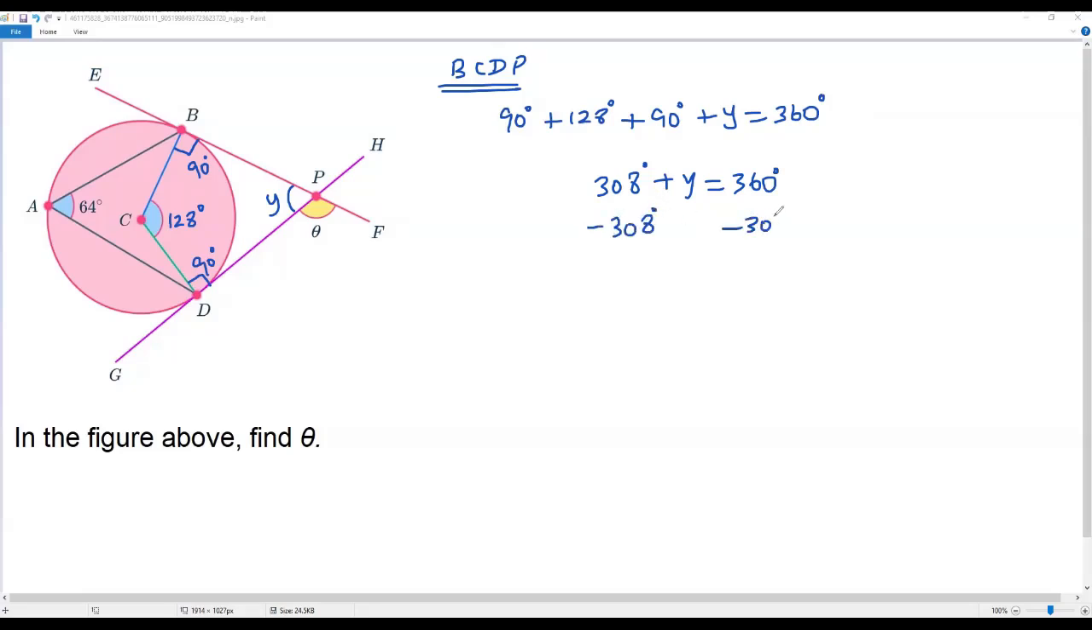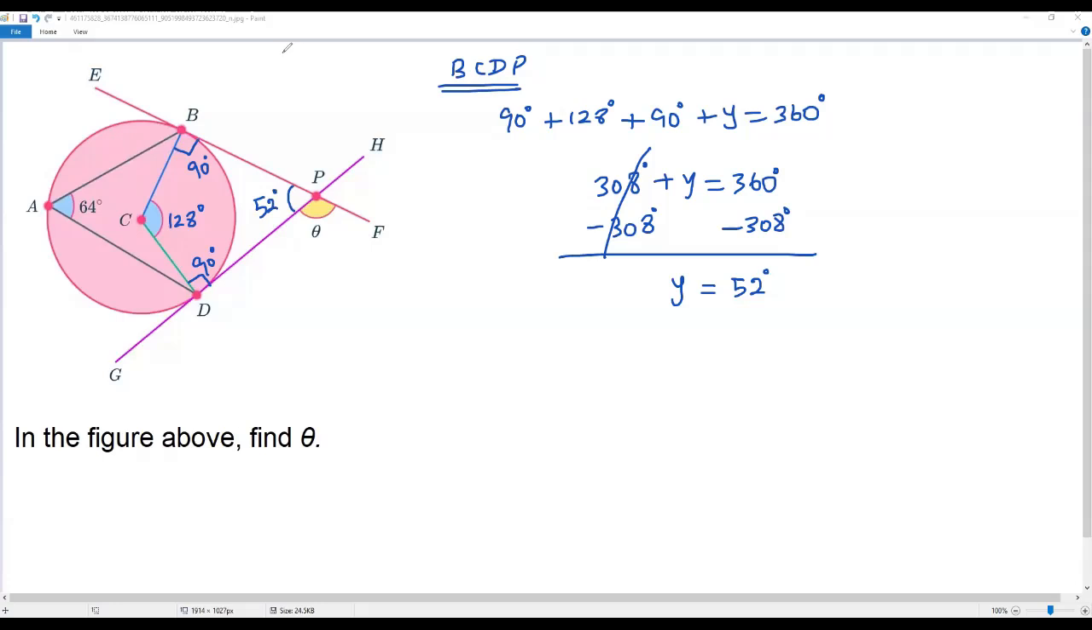So let me do it. When I do so, this +308 and -308 cancel out. I'm getting Y on the left side. On the right side, when I subtract 308 from 360, I'm getting 52 degrees. So now I got the measure of the fourth interior angle of the quadrilateral, Y, that is 52 degrees. So we can replace this Y by 52 degrees.